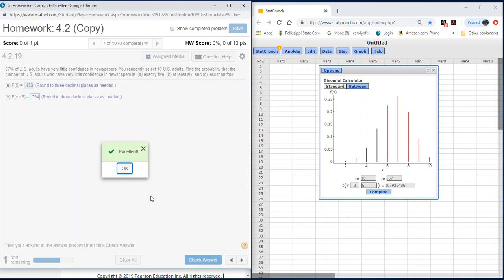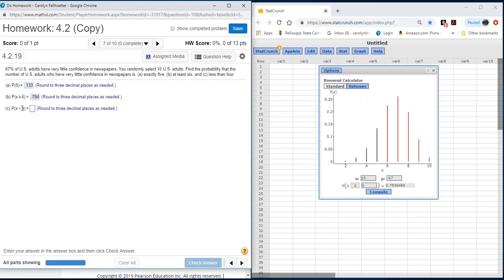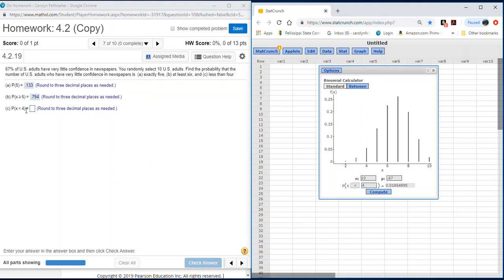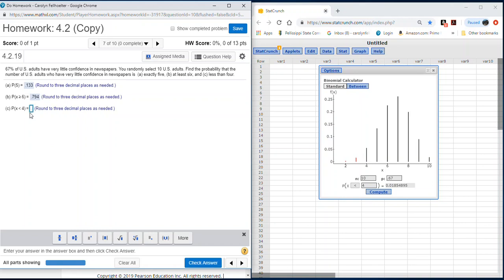And the last part is, what's the probability that at least 4 would have very little confidence in newspapers? So at least is the less than symbol, and this changes to 4, and we get a probability of 0.019.